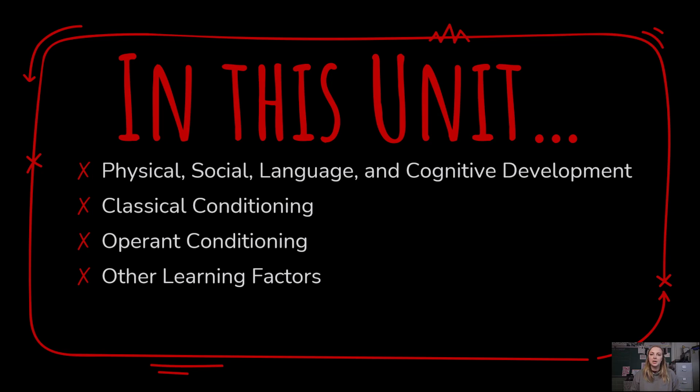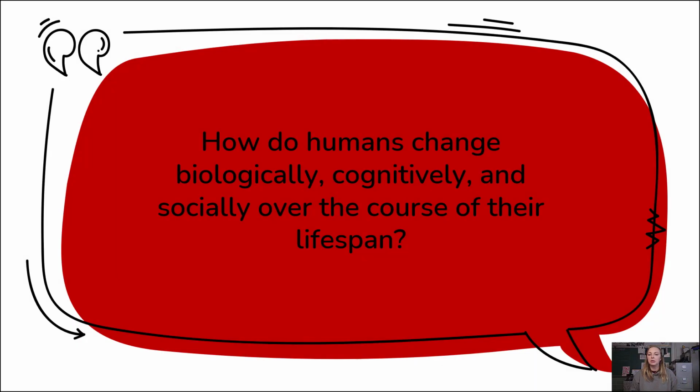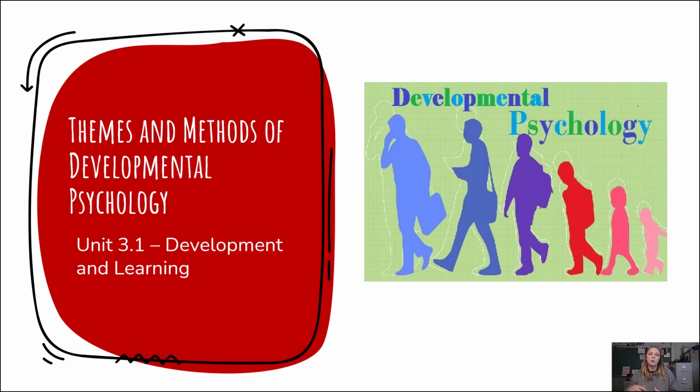So the first thing that we're going to jump into before we get into learning is development. And the question that we really want to answer with development is, how do humans change biologically, cognitively, and socially over the course of their lifespan? Before we can jump into those individual perspectives, however, we do need to talk a little bit about how we are going to study development over the course of the lifespan.